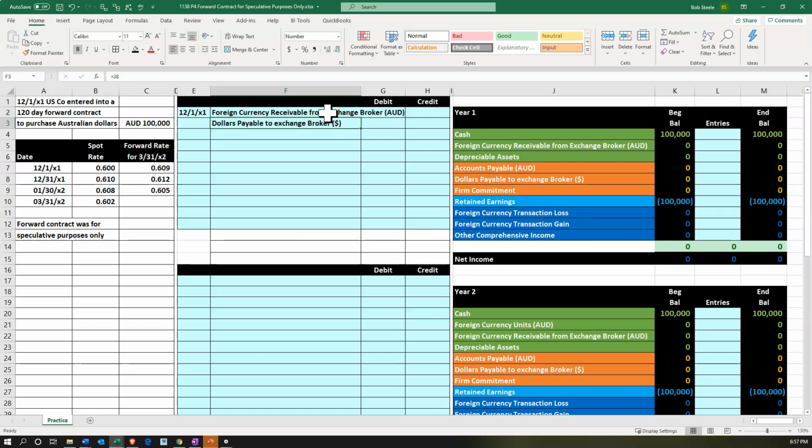And then we got the dollars payable to the exchange broker, the US dollars that we expect to pay, and that is what it is. It's not going to be changing over time. So this one we're going to have to account for with time value of money. This one will remain in essence the same.